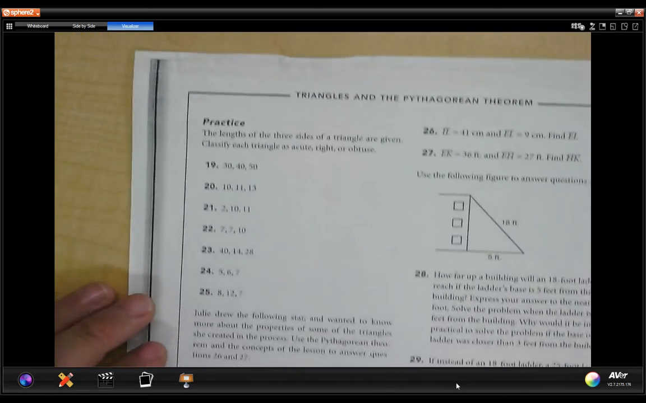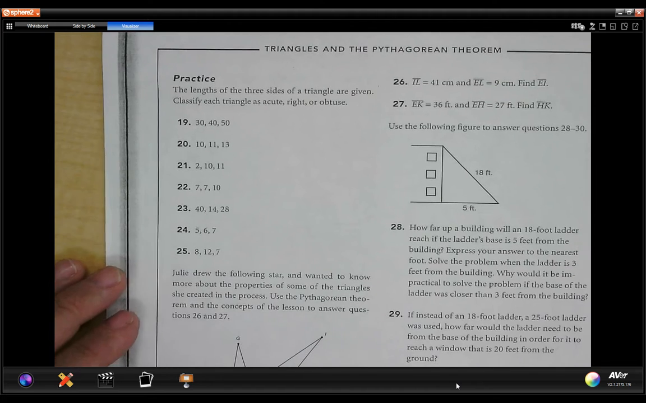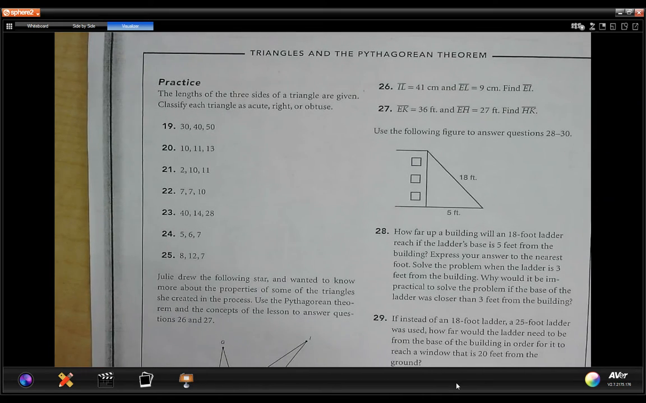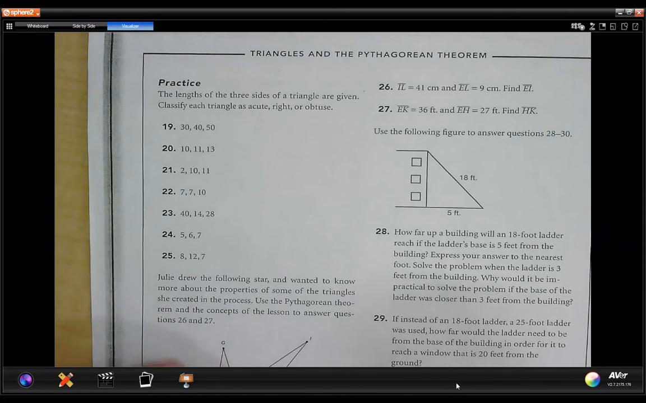And so let's look at number 19 on this side. It says the lengths of three sides of a triangle are given. Classify each triangle as acute, right, or obtuse. And so the first thing you're going to do is you're going to try to set this up, and you're going to set it up in reverse of maybe the way we've been doing it. Instead of doing a squared plus b squared equals c squared, you're going to set it up the other way. But what you're going to do is you're actually going to leave out the equal sign or the greater than or less than sign. You're going to figure out what really needs to go there. So here's what I mean by that.